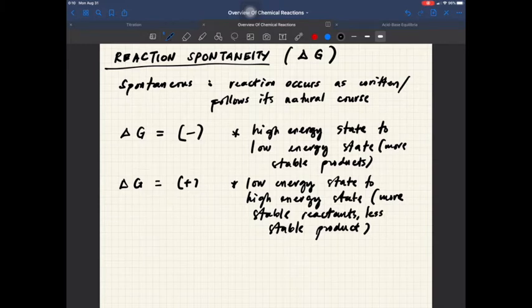Now, how is it related to our equilibrium constant expression? Gibbs free energy and the equilibrium constant are related using this equation: delta G is equal to negative RT ln K_eq. The natural logarithm of your equilibrium constant value multiplied by the gas constant and the temperature in Kelvin is equal to the change in Gibbs free energy.